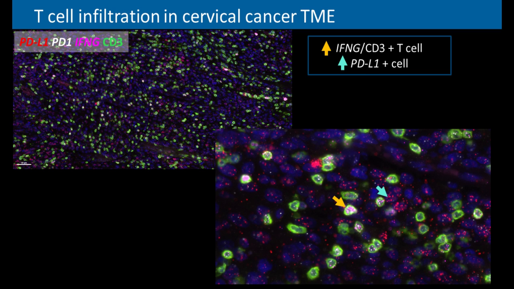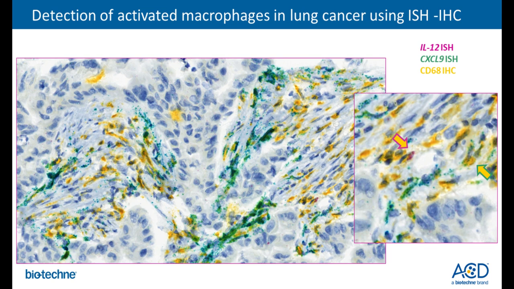And this particular image also lets you appreciate the single molecule and single cell resolution that you can get with RNAscope. A single punctate dot here refers to a single transcript or molecule of RNA, and you can visualize these at the single cell resolution.